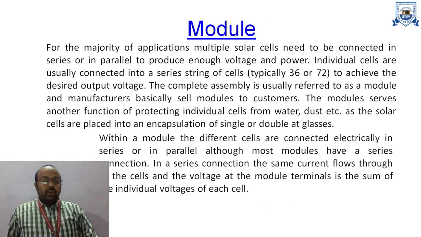Now the module. A combination of solar cells connected in series or parallel is termed a module. So the combination set of solar cells is termed a module. In a module, solar cells come in combinations of 36 or 72, and modules can be connected in series or parallel, though most modules are in series connection. We have to focus on how current flows in a particular series combination and a parallel combination.